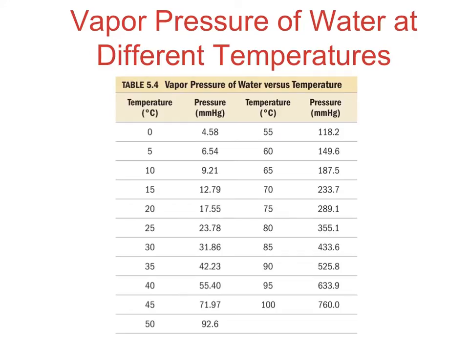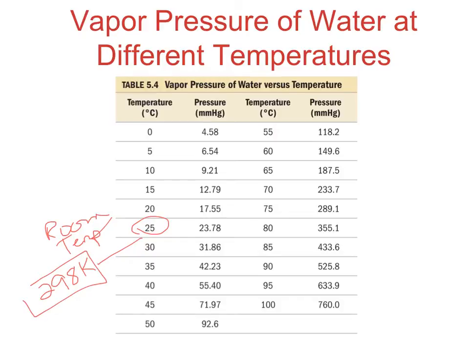Okay, so for example, let's say you're working at room temperature, which is around 25 degrees Celsius. That's a good number to know, to remember too. Usually that'll be in Kelvin when you're working in gas laws, so 25 degrees Celsius, same thing as 298 Kelvin. And the partial pressure of water at 25 degrees Celsius is 23.78 millimeters of mercury. Okay? And so that would be the partial pressure for the water vapor that you collected at that temperature.